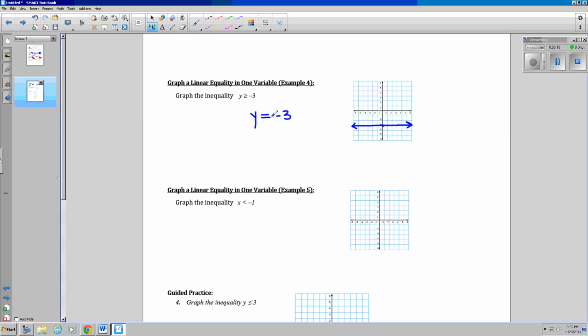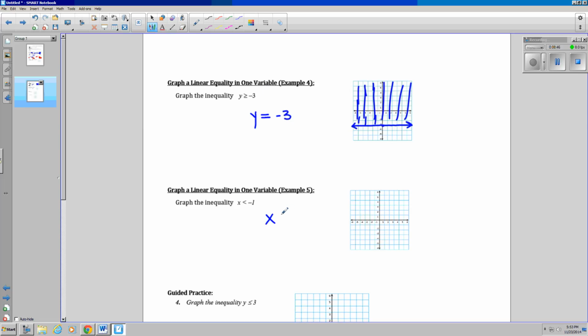Okay, and obviously we're going to graph or shade all of the points that are greater than negative 3. So obviously we're going to be shading above the line. So there is our solution set. All the points above y equals negative 3. Okay, we can try 0, 0. 0 is greater than or equal to negative 3, and it works. Same thing with this over here.